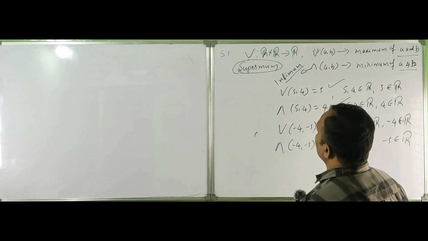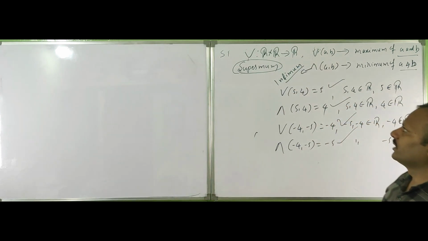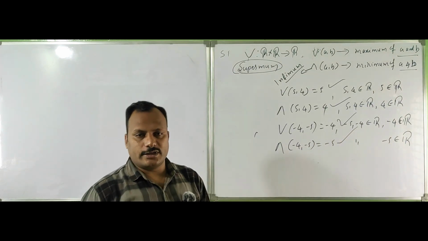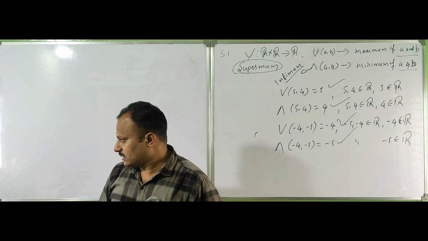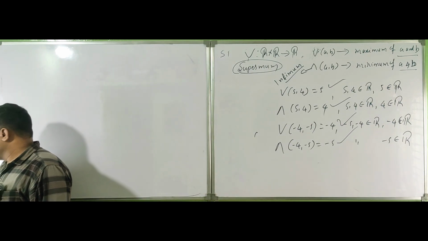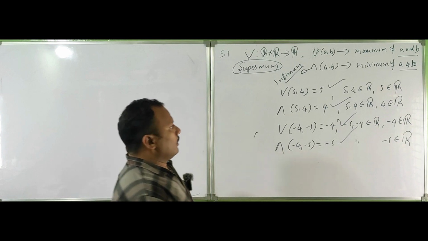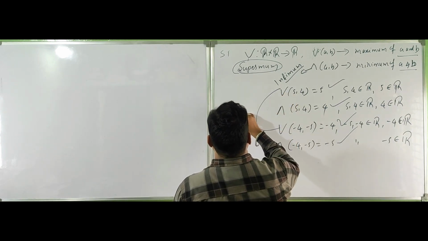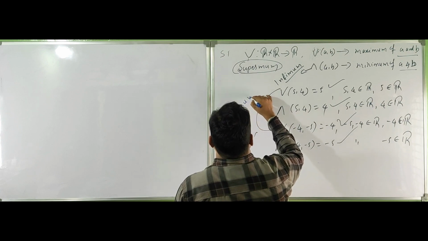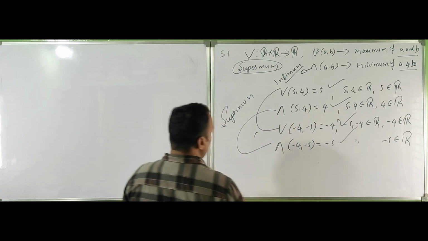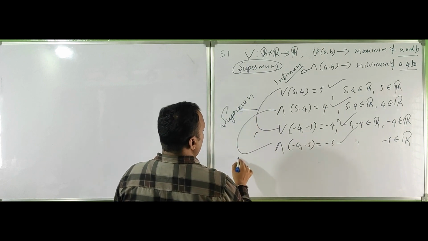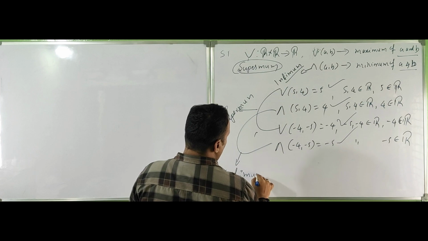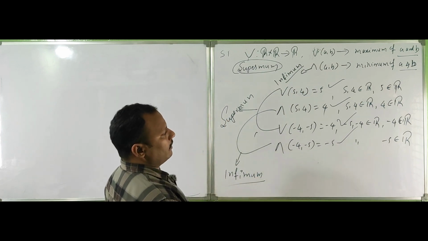Supremum, infimum. V is called supremum. The opposite of V, the downside of V, is called infimum. Right? Like that. Supremum. This is called infimum. Like that. The binary operation.